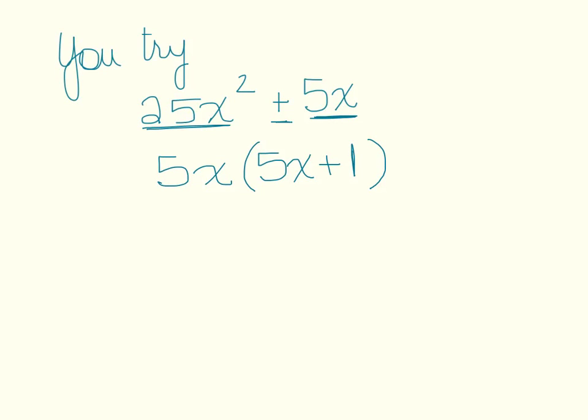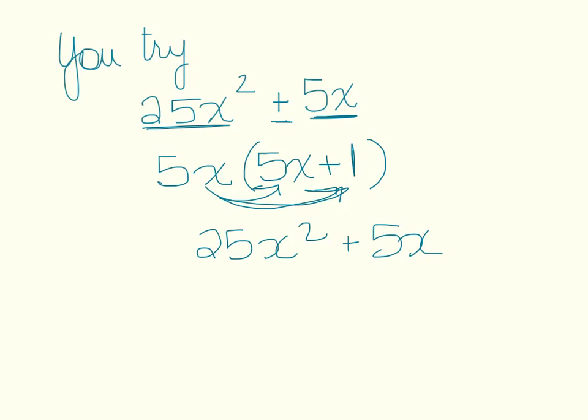And you can convince yourself that that 1 needs to be there, because if you check yourself, you can go backwards. Let's distribute that back in and see if we get the right answer. 5x times 5x is 25x squared. 5x times 1 is plus 5x. So if you had forgotten this, you'd get it wrong.